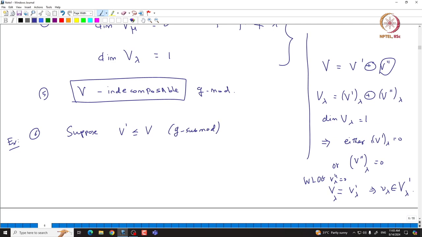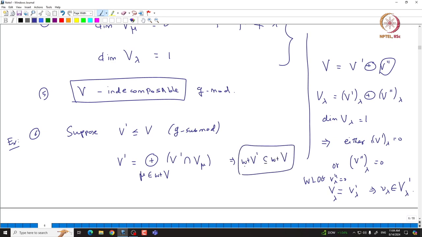With respect to that, you can again see that this V dash will be an H weight module, and the decomposition of V dash into weight spaces will be very explicit if we know the decomposition of V into weight spaces. Basically V dash will be equal to the direct sum of V dash intersection V mu, where mu runs over all weights of V. This also tells you immediately that the weights of V dash must be contained in the weights of V. This is a very standard fact, I will leave it as an exercise.